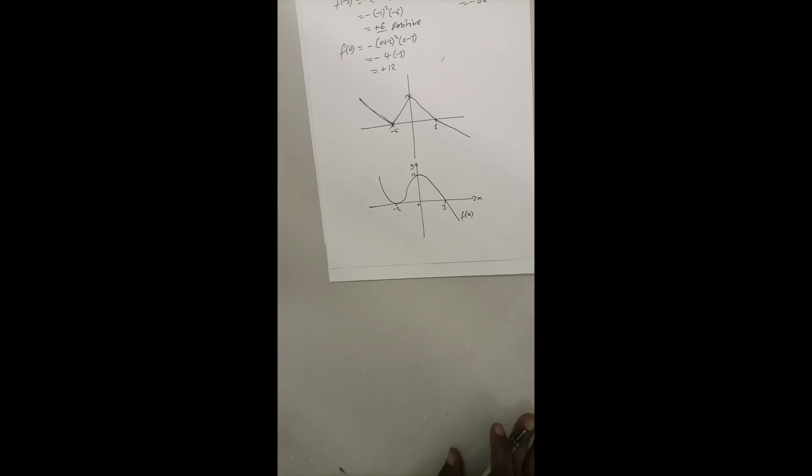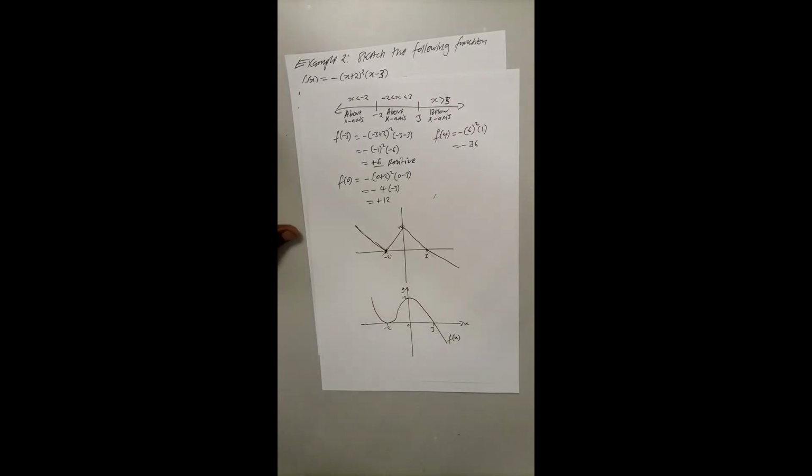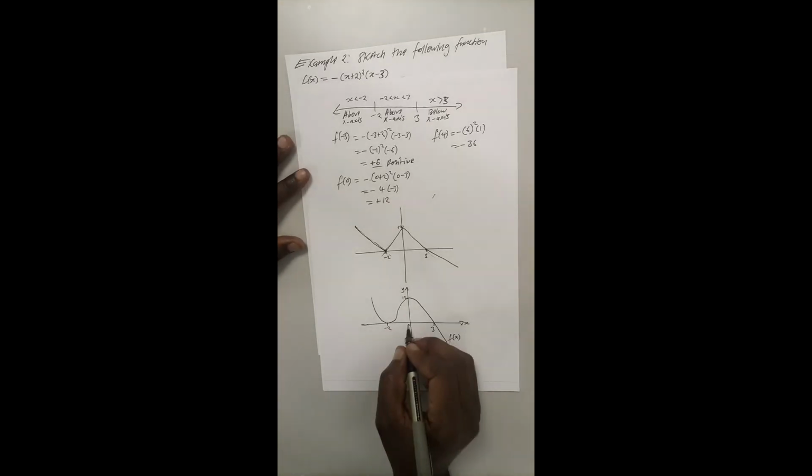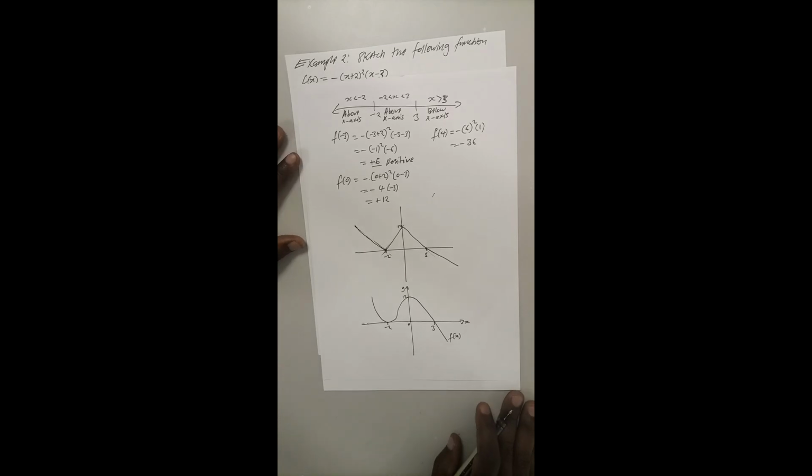Now, this sketch does not tell us about the minimum or the maximum value of this function. It only gives us this shape, the nature of the graph. Those are the only details that we can obtain from here.